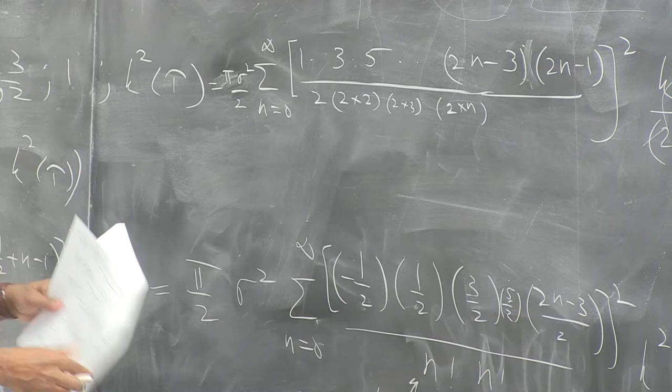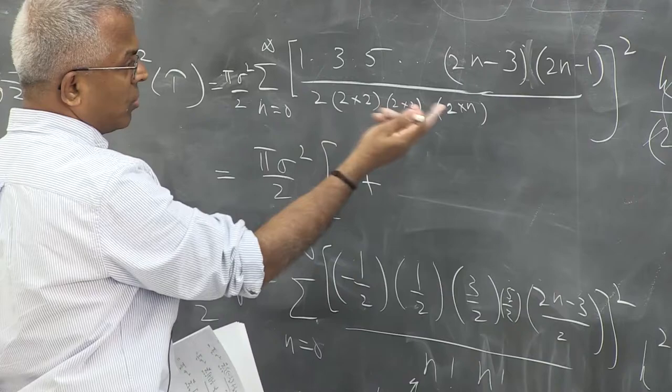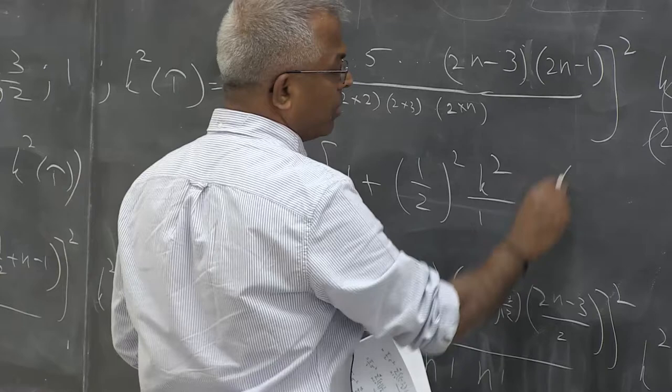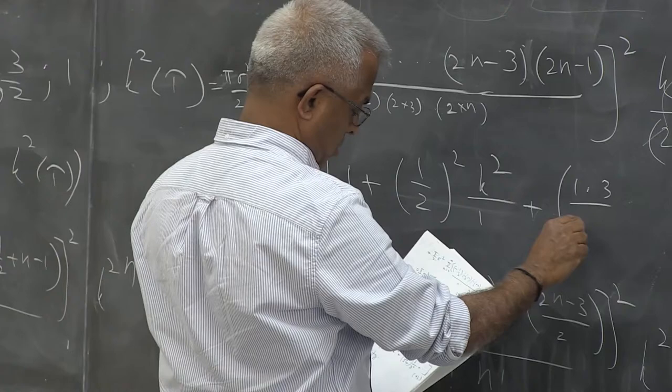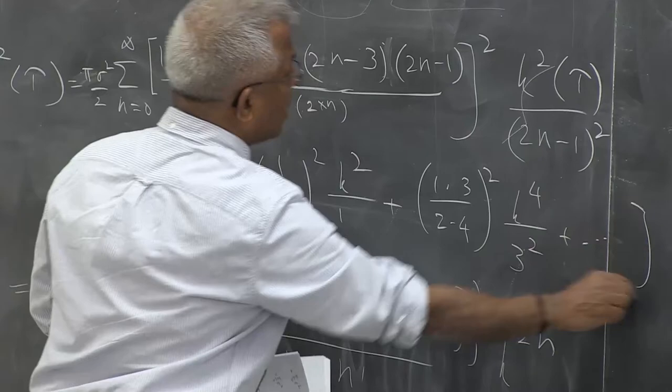Now this, if you want, you can expand this as pi sigma squared over 2. And if you just put n equal to 0, you get 1. Then the next term will be half squared k squared over 1. The next term will be 1 multiplied by 3 multiplied by 2 multiplied by 4 squared k4 over 3 squared, etc. In other words, the general term is of this form.